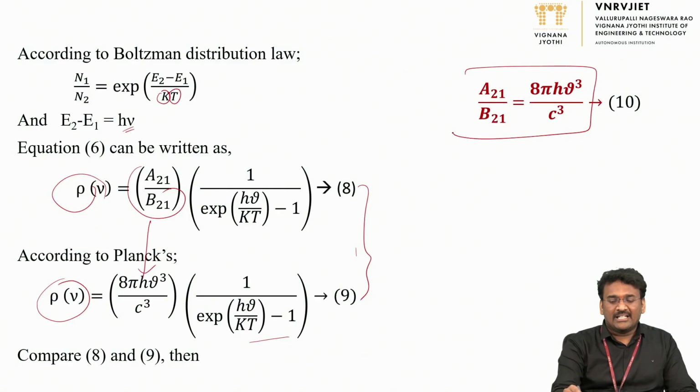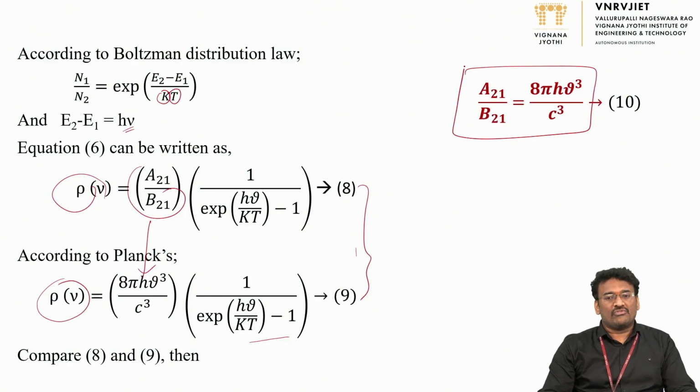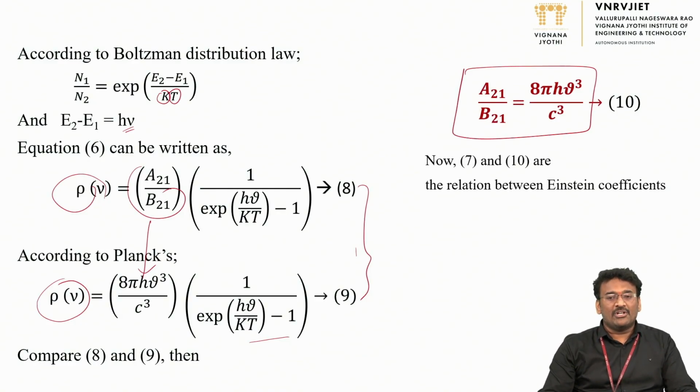And this is another relation between Einstein coefficients. And the previous one, B12 is equal to B21, that is equation number 7. And now equation 10, both are taken as the relations between Einstein coefficients. So this is an important relation in case of lasers.